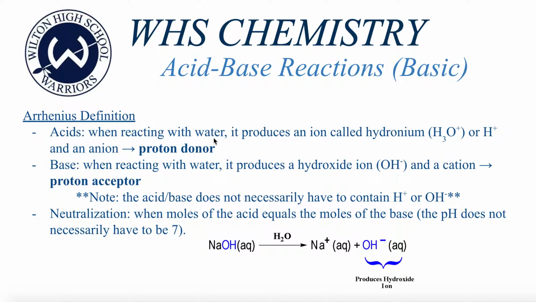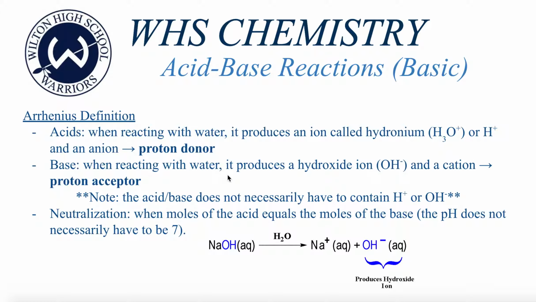So the Arrhenius definition says that acids, when reacting with water, produce an ion called hydronium, which is essentially when an H plus is added to water, or just a hydrogen ion, and an anion, which, for example, in hydrochloric acid would be the Cl minus. It is also called a proton donor, which is not part of the Arrhenius definition.